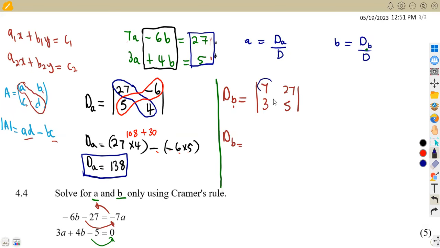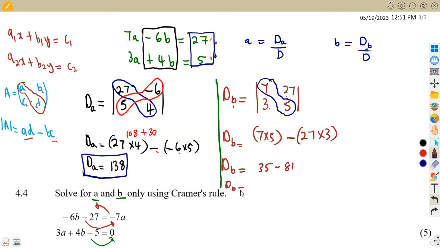So that's here. We are having 7 versus 5. That is, we are going to obtain 7 times 5 minus the product of these two, which is 27 and 3. So that is 27 times 3 in this case. So this is going to give us the determinant with respect to B. So just like the previous part, you just combine everything at once. So this is going to be 35 minus 81, which is the determinant with respect to B is going to be negative 46 in this case. So we are going to obtain negative 46. So that's the determinant with respect to B.